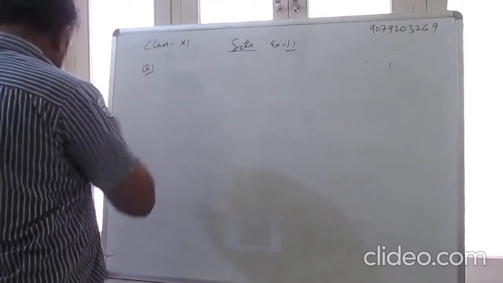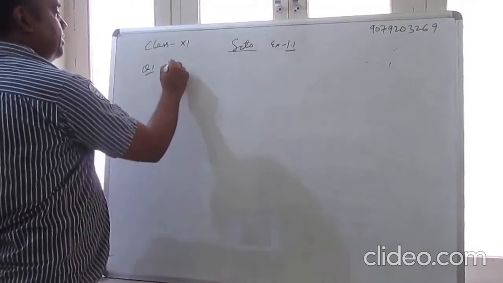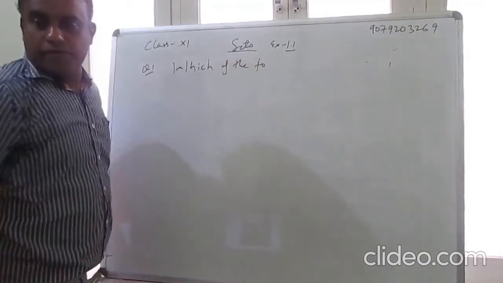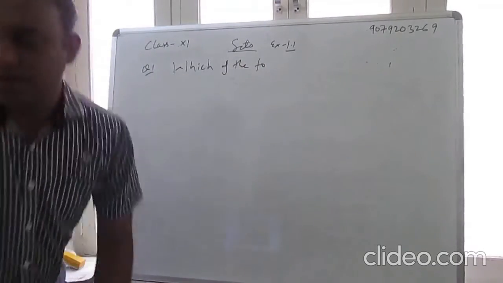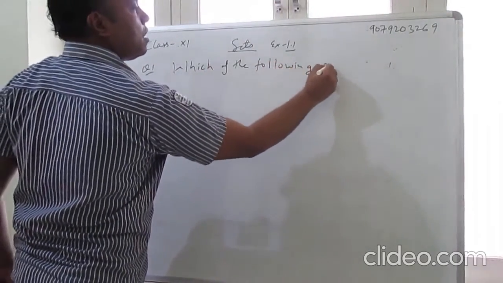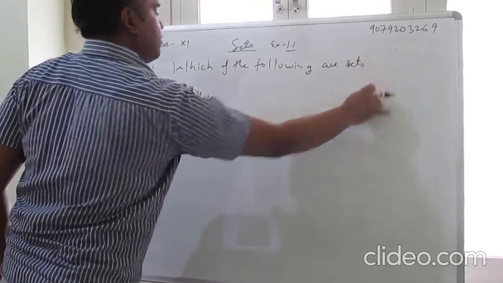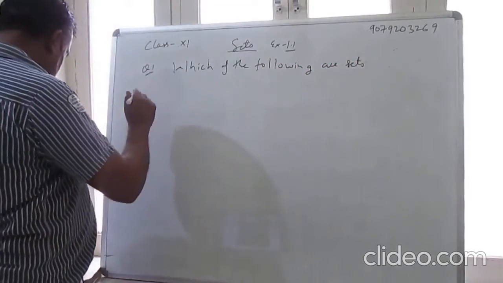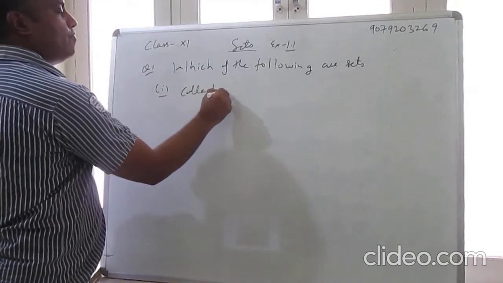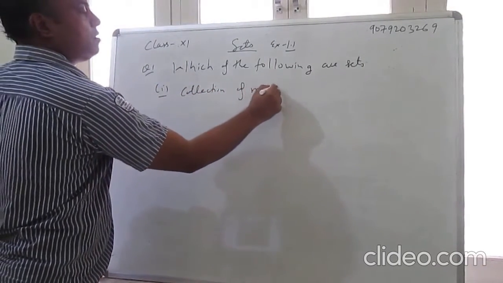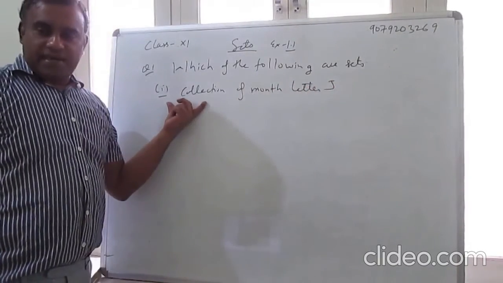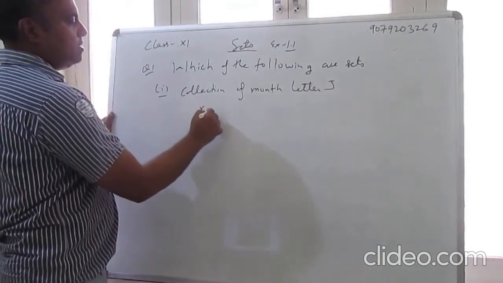Question first: which of the following are sets? You have to tell which of the following are sets. First, the collection of months starting with the letter J. So this is a set. We can collect it.